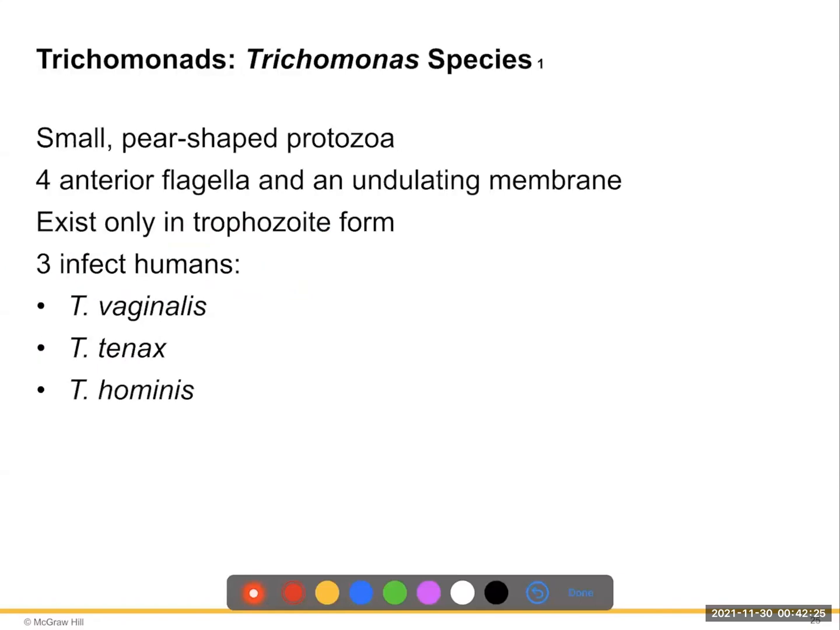Trichomonads are Trichomonas species. They're small parasitic protozoa. There are 4 anterior flagella and an undulating membrane. They exist only in trophozoite forms. They don't have a cyst form. There are 3 that infect humans: Trichomonas vaginalis, Trichomonas tenax, and Trichomonas hominis.